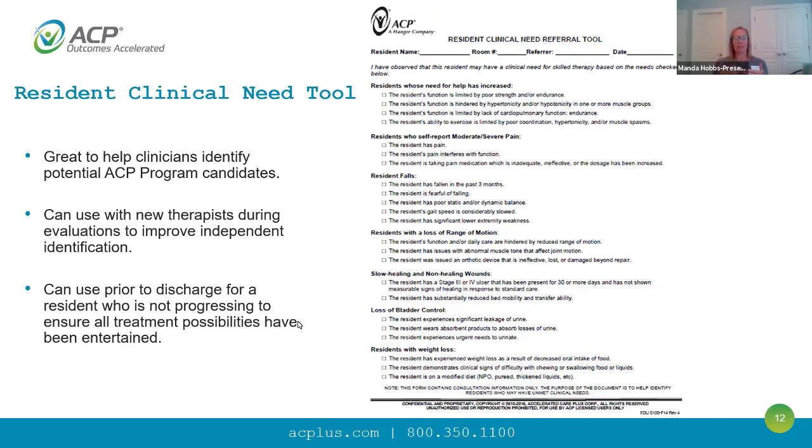So it can be very helpful with new therapists who are still getting to know what the modalities and programs are all about and who might be appropriate for them, and can really help them improve independent identification. I've suggested also that this be used sometimes prior to discharge, just to make sure that if they're being discharged for not progressing anymore, as an example, we are addressing all treatment possibilities and entertaining every potential program option for that patient before they are being discharged.